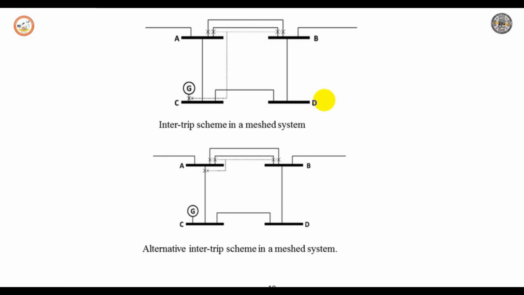So this is the last session of our module 2. So far we have covered the losses, redundancy in meshed networks, radial networks, and redundancy in meshed operations, and all we have seen.